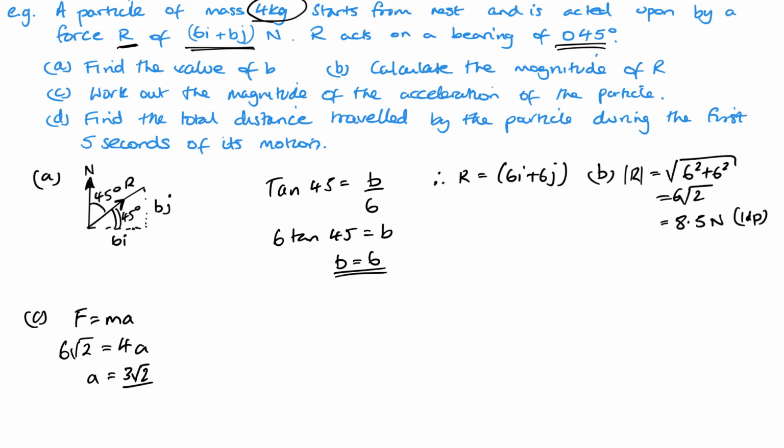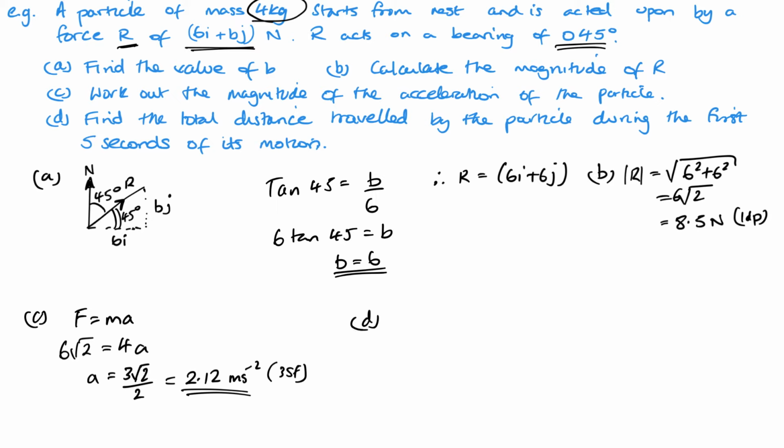3 root 2 over 2, or as a decimal, 2.12 meters per second squared. I'm just going to do that one to 3 significant figures just to change it up a little bit. It doesn't really make much difference what you choose to do it for these types of questions.